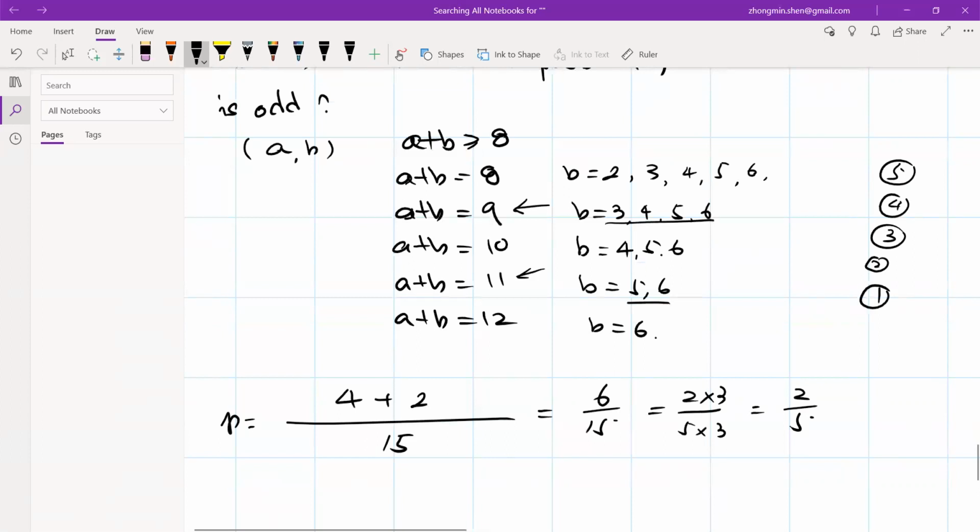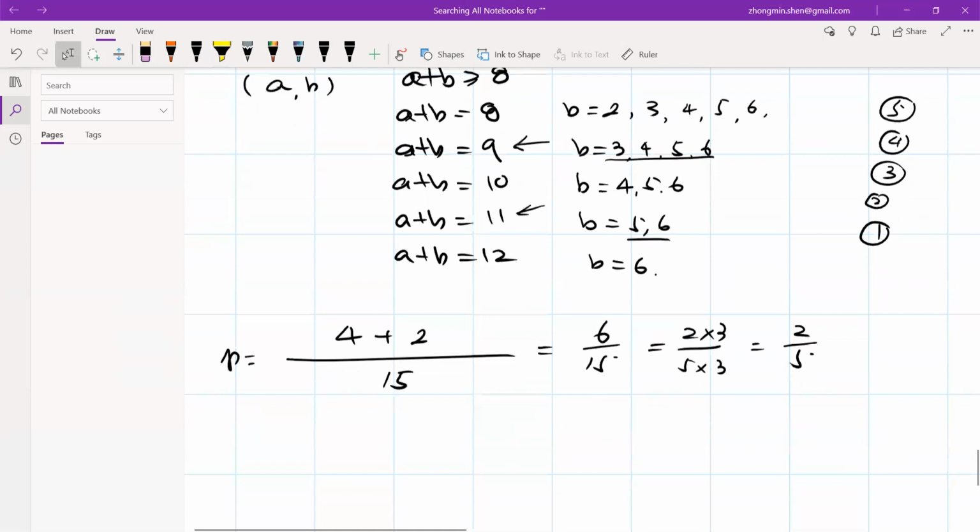We only consider those where the sum is greater than or equal to 8. The total is 15 outcomes there. And when you record two numbers, among them only some give the odd sum. So just take the ratio, then that will be 2/5.